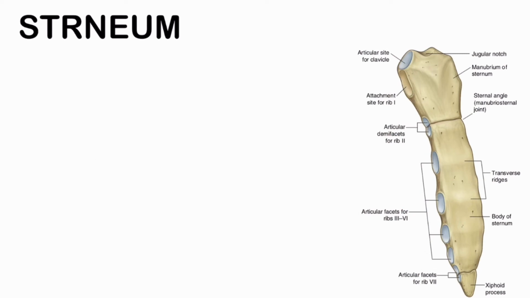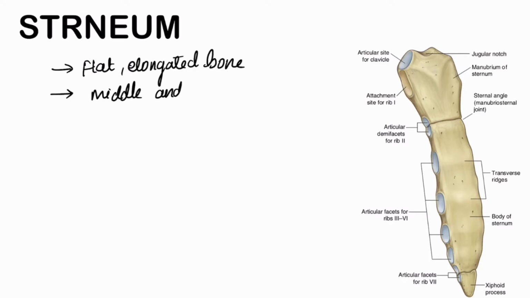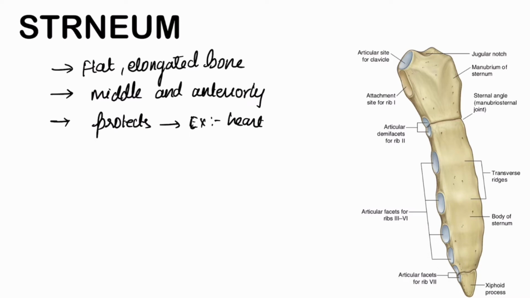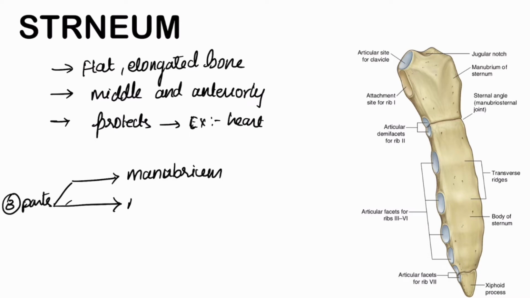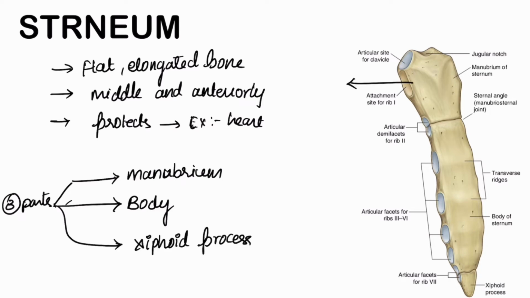Now let us discuss the sternum. The sternum is a flat, elongated bone. It is present in the middle and anteriorly. It helps in protection of mediastinal viscera, for example the heart. The sternum has 3 parts: the manubrium, the body and the xiphoid process. This is the manubrium, this is the body of the sternum and this is the xiphoid process.